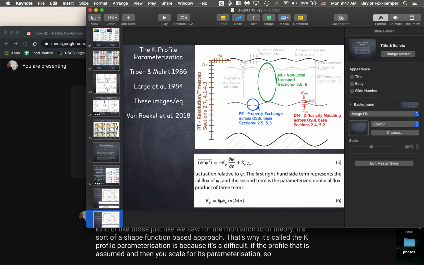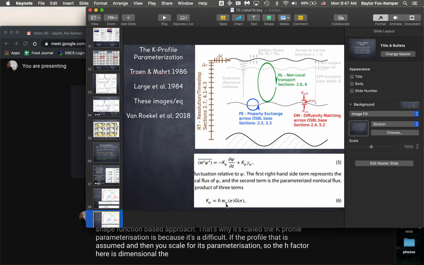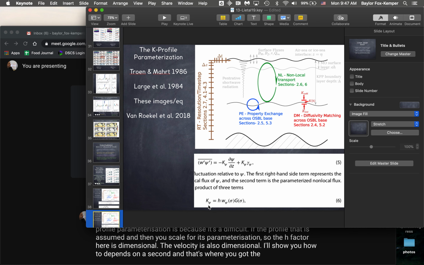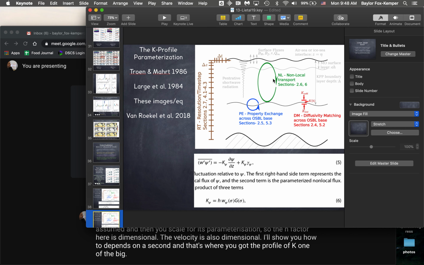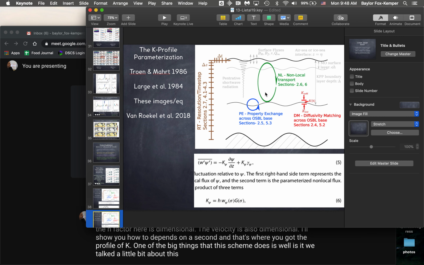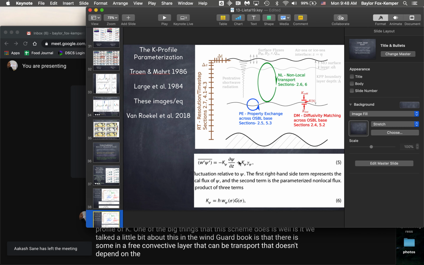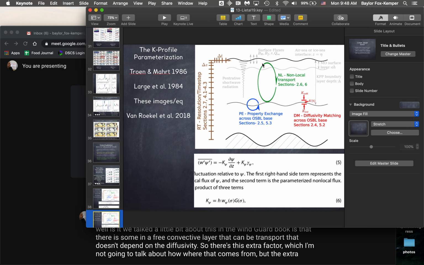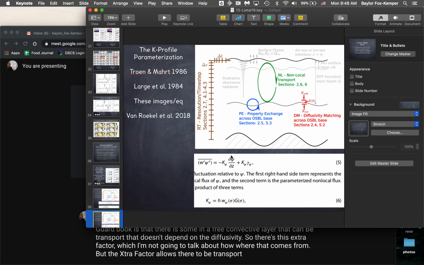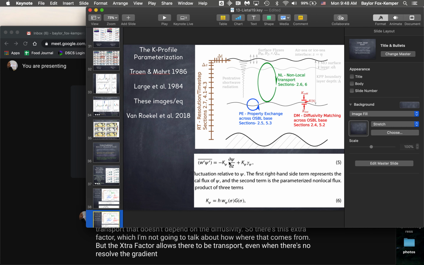So the H factor here is dimensional. The velocity is also dimensional. I'll show you how it depends in a second. And that's where you get the profile of K. One of the big things that this scheme does as well, we talked a little bit about this in the Wind Guard book, is that in a free convective layer, there can be transport that doesn't depend on the diffusivity. So there's this extra factor, which I'm not going to talk about where that comes from, but the extra factor allows there to be transport even when there's no resolved gradient in that transported field.